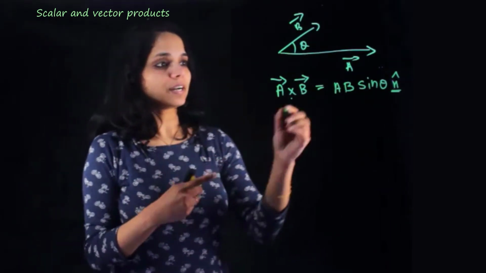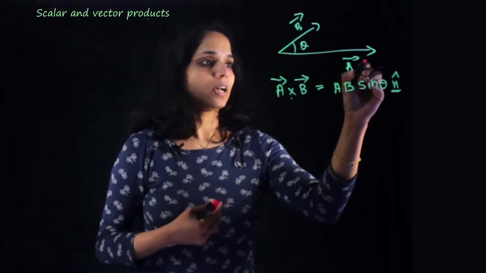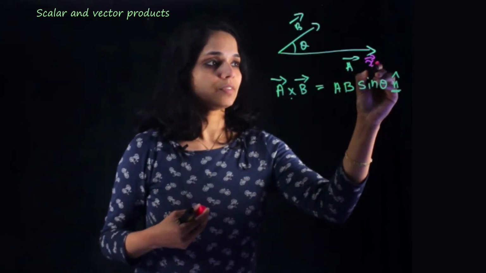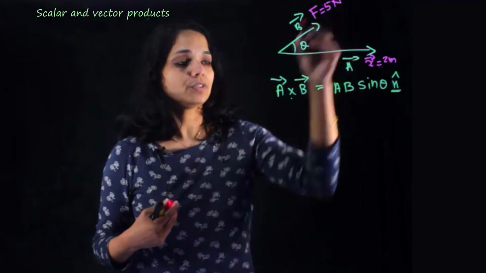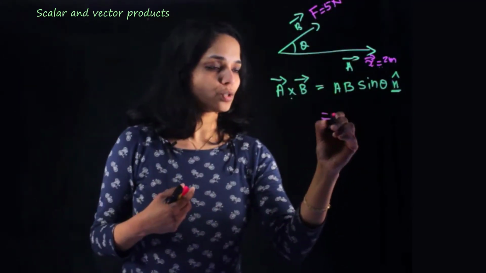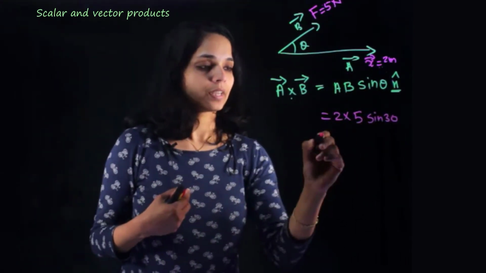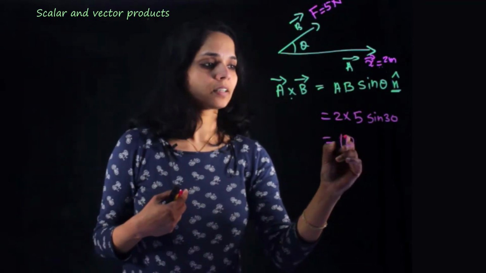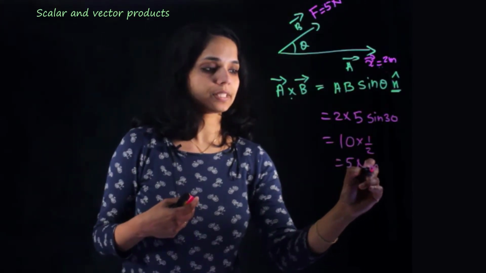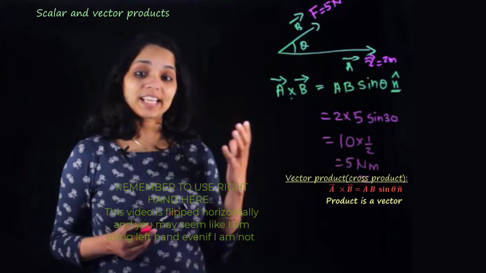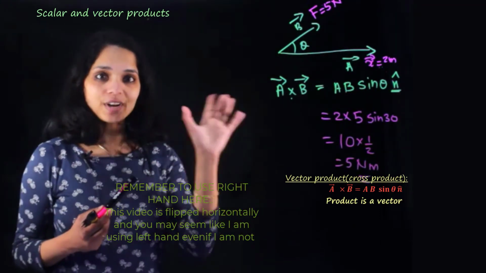First let's find the magnitude of A cross B using the previous numbers, with X as the first vector, which is 2 meters, and the second vector F equals 5 Newton. So this will be 2 times 5 times sine 30, and that's 10 times half, so that's 5 Newton meter. That's the unit. So what is the direction? How do we get the vector product's direction? To do that, we are going to use the right hand.